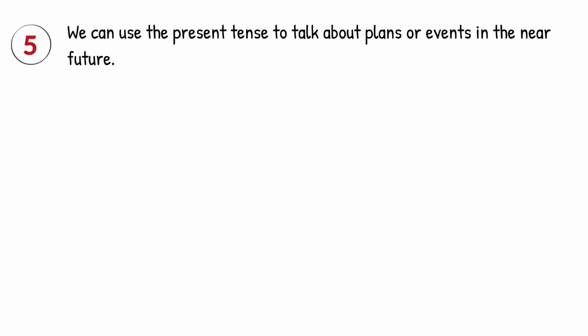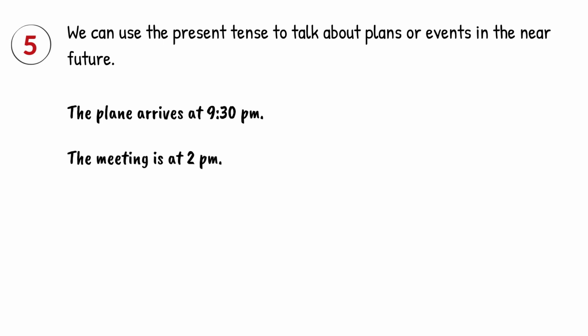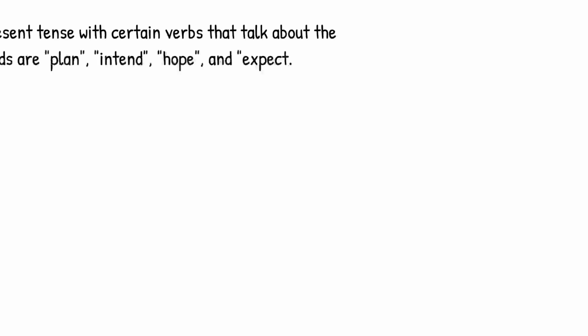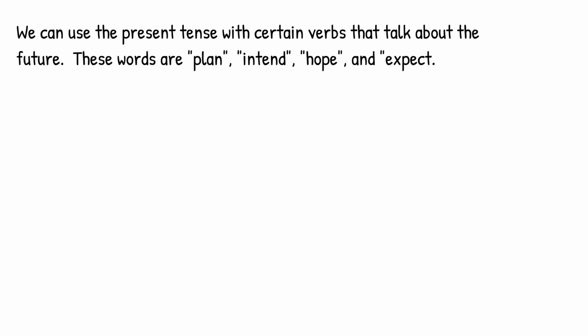Fifth, we can use the present tense to talk about plans or events in the very near future. Here are some examples. The plane arrives at 9:30 p.m. The meeting is at 2 p.m. The game is on Saturday. He works late today.